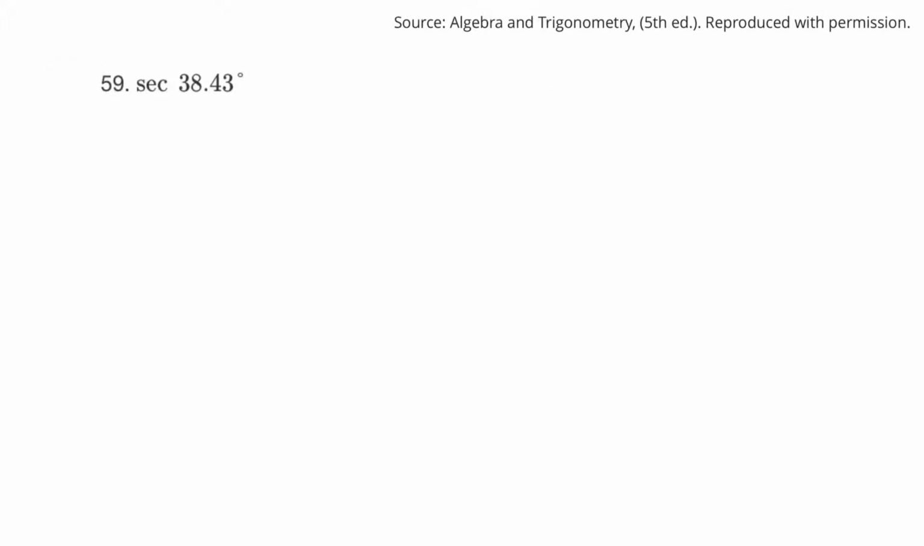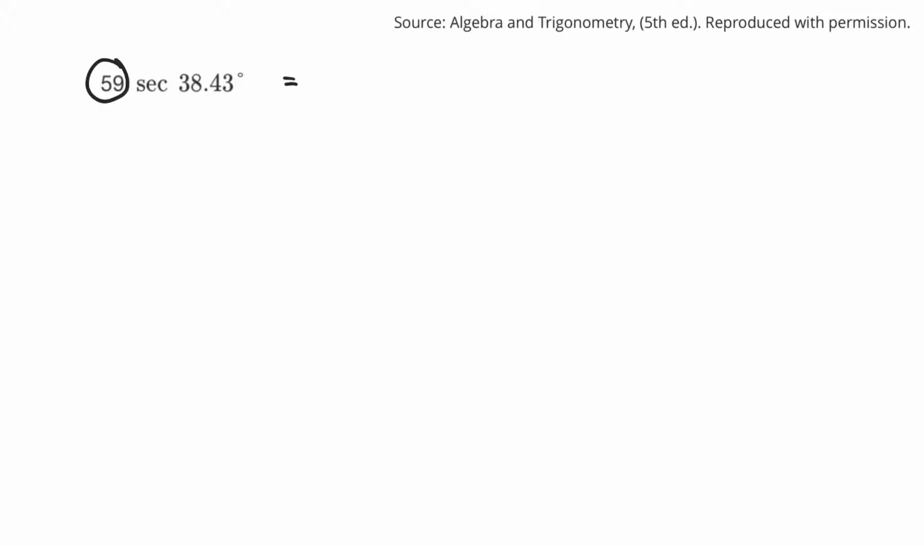Now, let me go to this question where they ask you to find the secant of 38.43 degrees. My problem is I don't have a secant button on my calculator. Otherwise, well, maybe I do. I think maybe I do. Yeah, it's funny, some of the newer calculators actually have a secant button. So secant of 38.43, go.